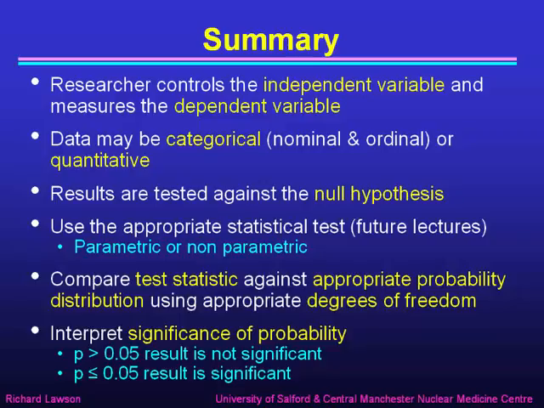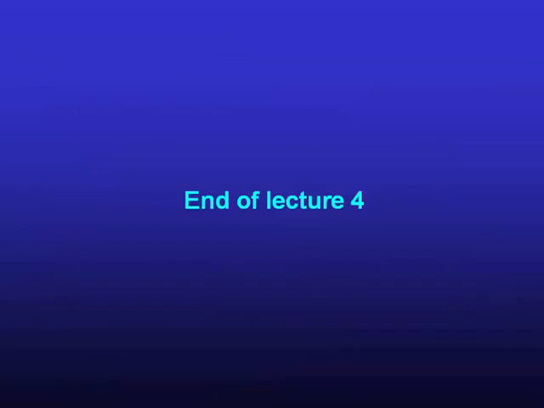A probability greater than 0.05, the result is not significant, and a probability of less than 0.05 gives a significant result. So we'll be applying these techniques many times in the coming lectures. So that's the end of this lecture on experimental testing.